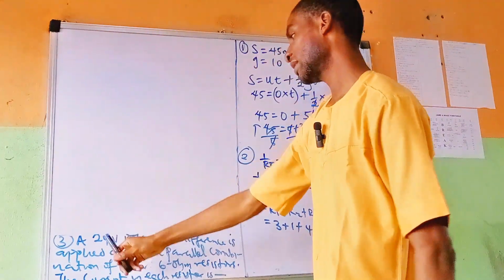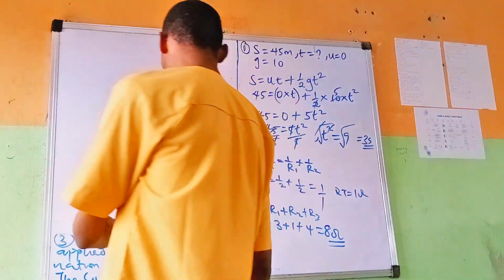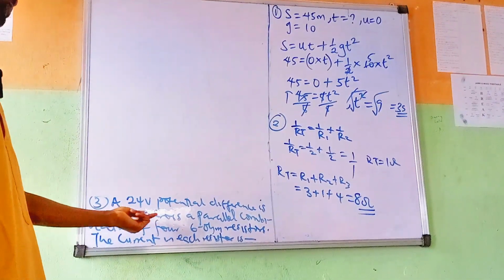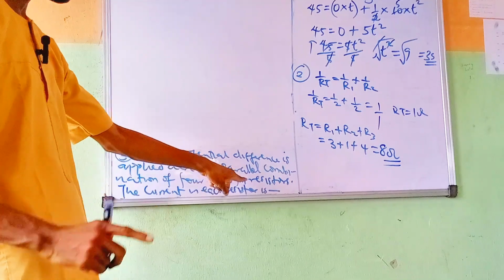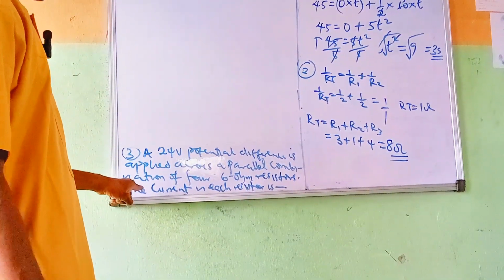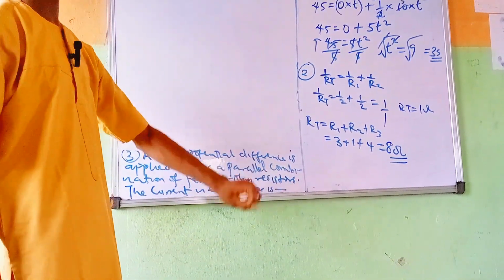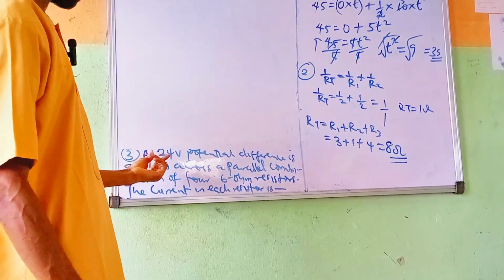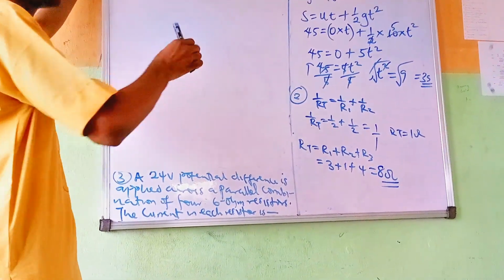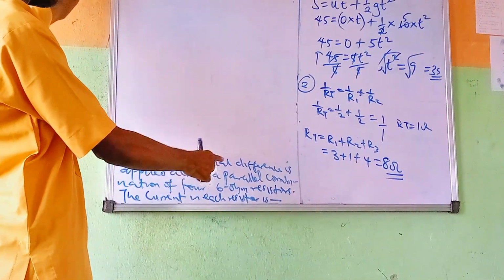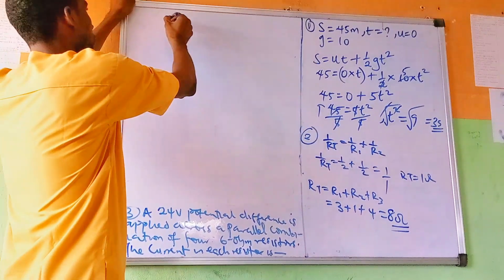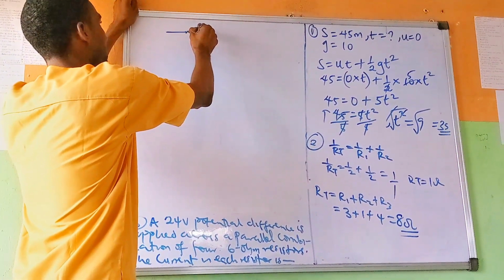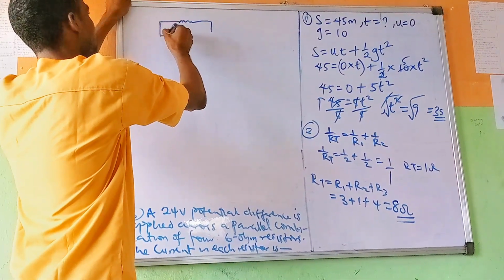Number 3 says, a 24-volt potential difference is applied across a parallel combination of 4 6 ohm resistors. The current in each resistor is dash. So look at the question again. A 24-volt potential difference is applied across a parallel combination of 4 6 ohm resistors. So you are going to draw a parallel arrangement of resistors.